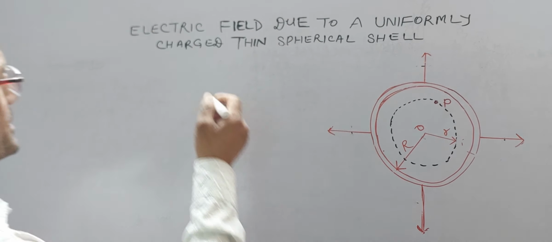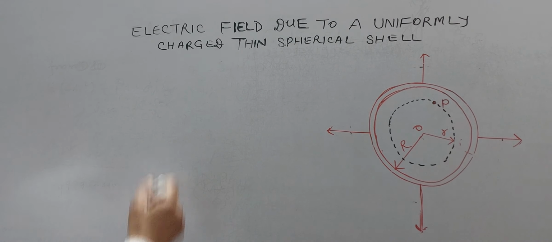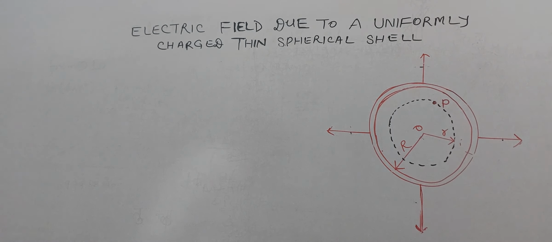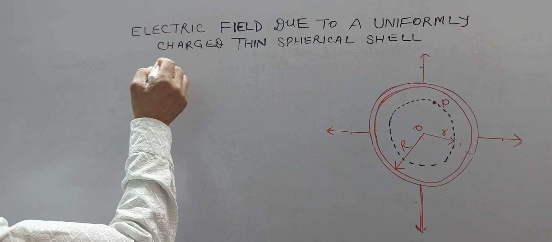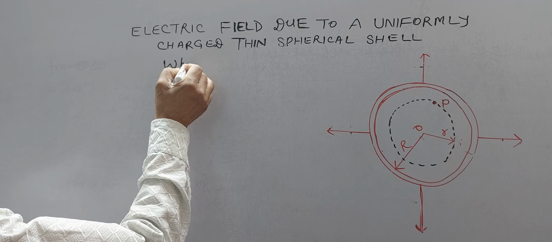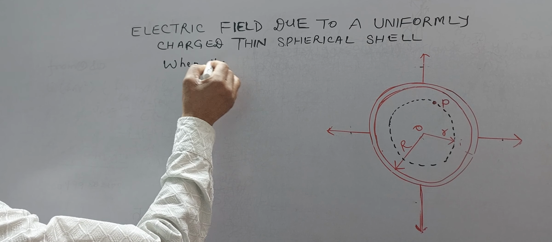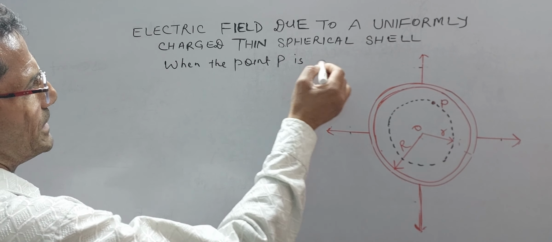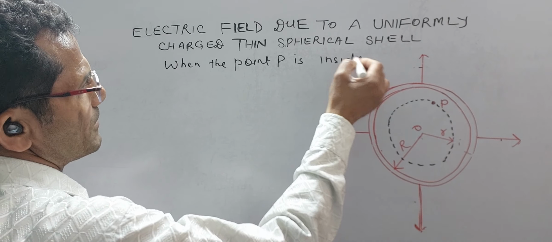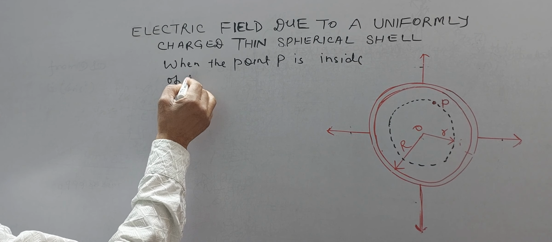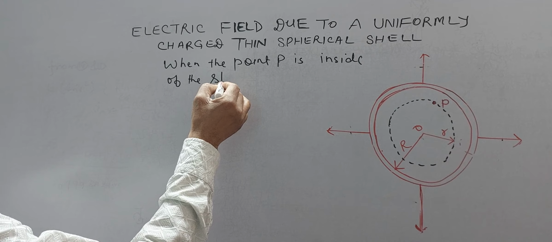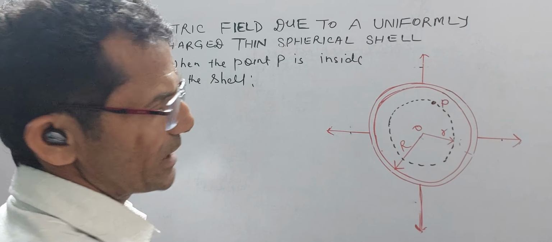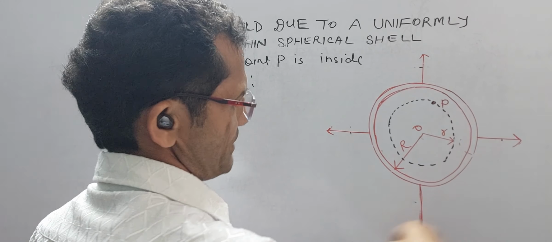Now in our case number 2, the point is inside of this spherical shell. When the point P is inside of the shell, this is the point where we need to calculate the electric field due to this spherical shell.